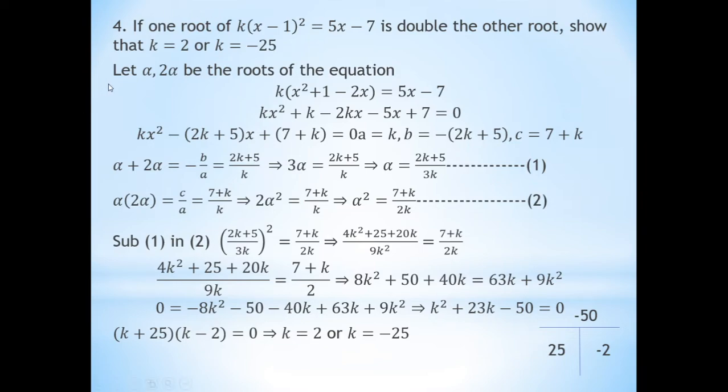So I have taken the first root as alpha. So doubling means what? 2 into alpha. Here it is not beta, it is 2 alpha, because the condition is given in the question. Take a root and double it to find the other root.